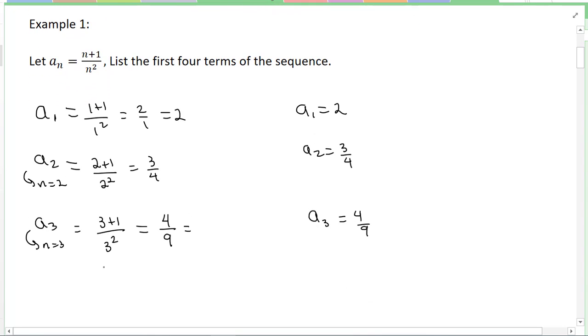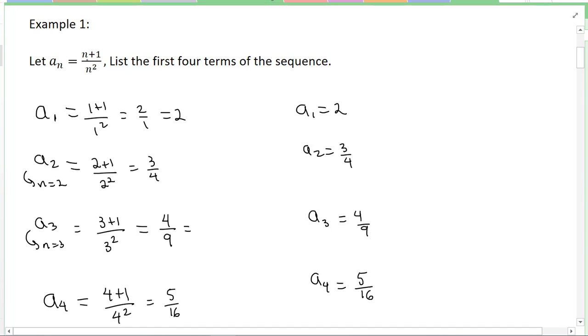And then the last one, when n is 4. So we're going to get a sub 4 when n is 4, so 4 plus 1 over 4 squared. So we get 5 over 16. So I can say a sub 4 is 5 over 16. And so those are the first 4 terms of this sequence.